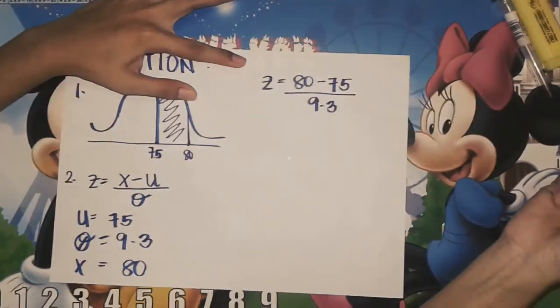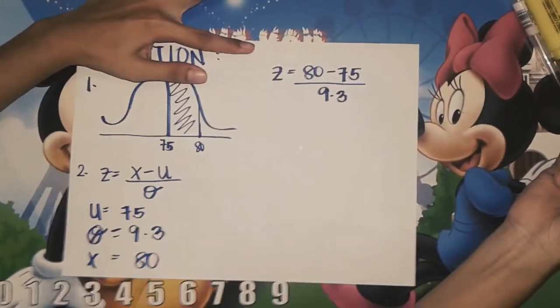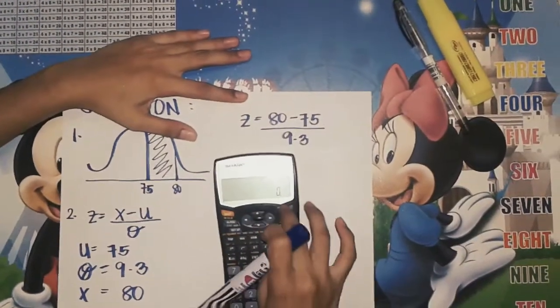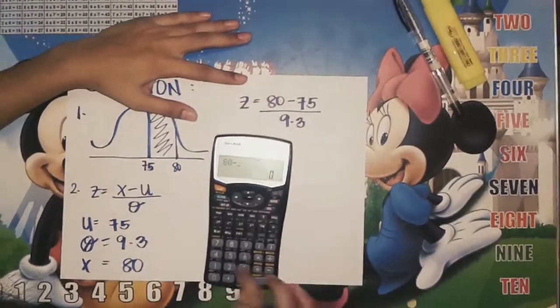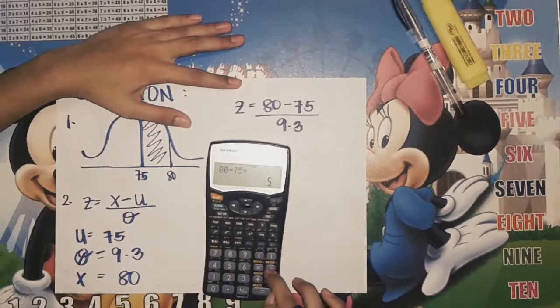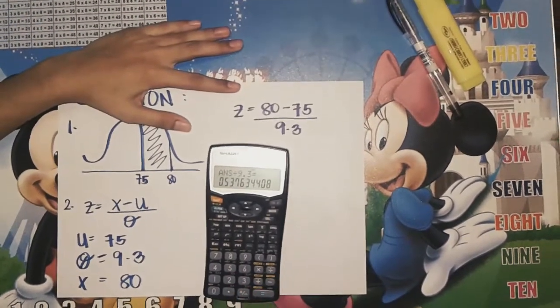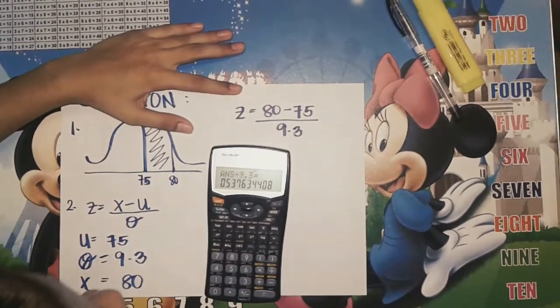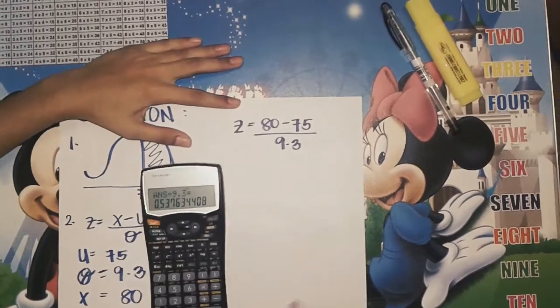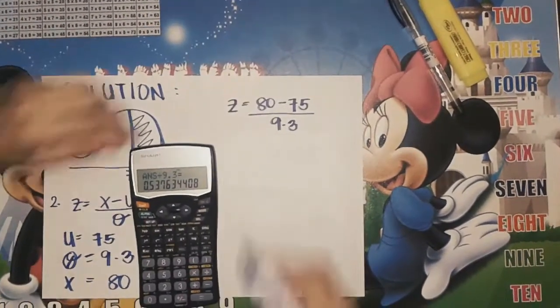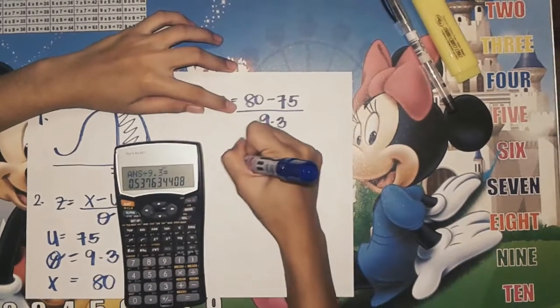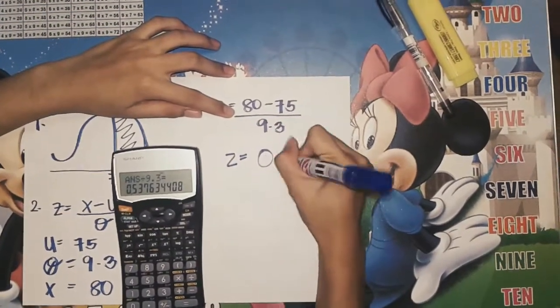Let's calculate. 80 minus 75 divided by 9.3 is equal to 0.537. Round it off to 2 decimal places. So, the answer is 0.54.